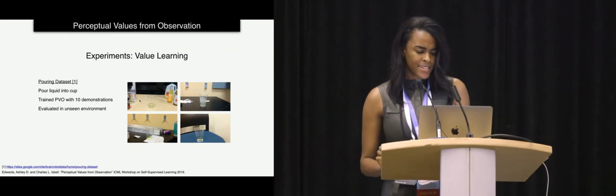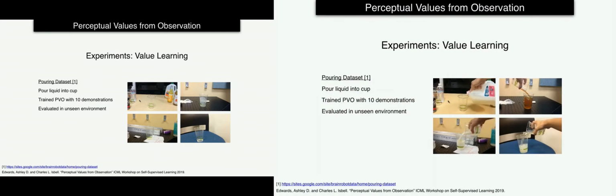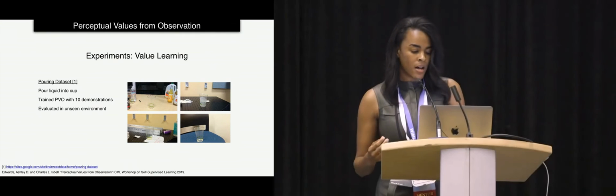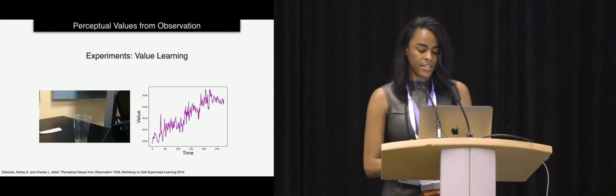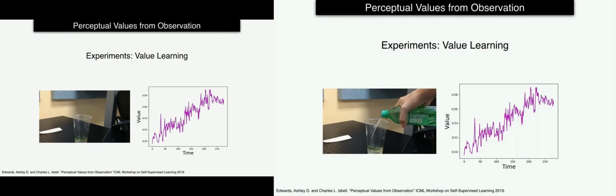Okay, the next experiment was in this liquid pouring task. So in this task, you basically have humans pouring different kinds of liquids in different settings. So you can see basically like you're pouring milk and Coke or whatever, and you have a lot of different cluttered environments. And again, what we wanted to see is if we trained in these environments, would we be able to predict the values of being in completely unseen environments? So in this case, we trained with only 10 demonstrations, and we evaluated in a different setting. So this is what the results look like.